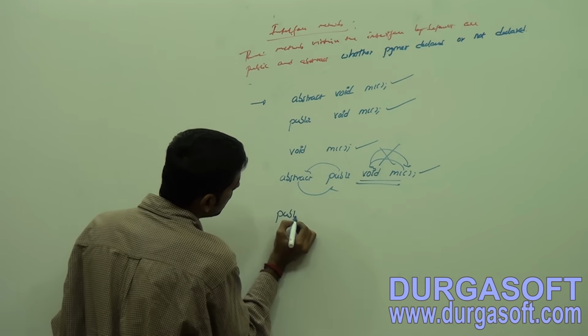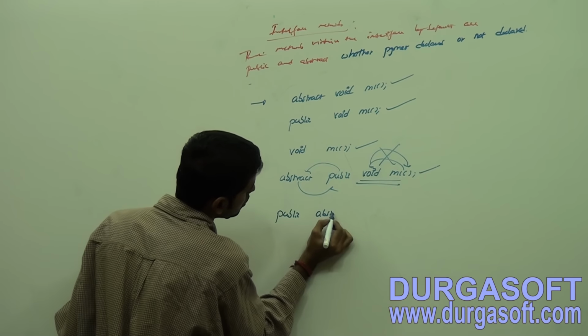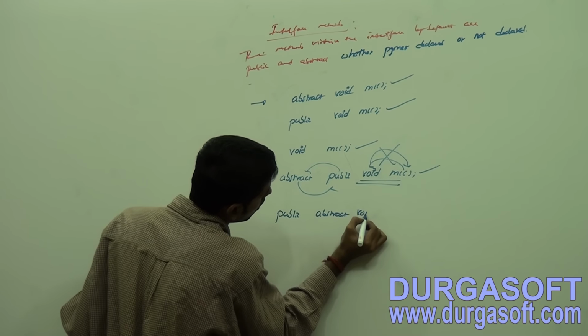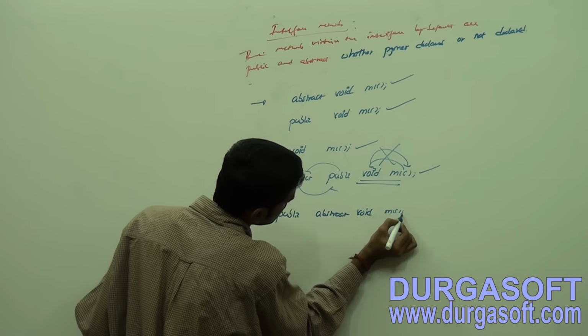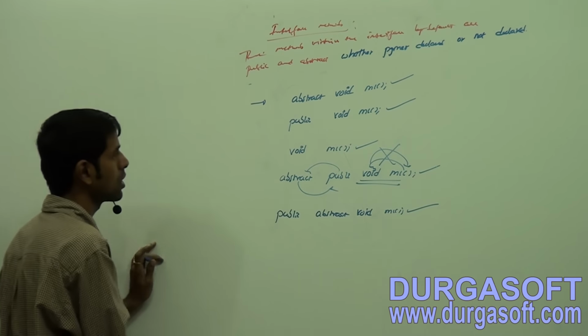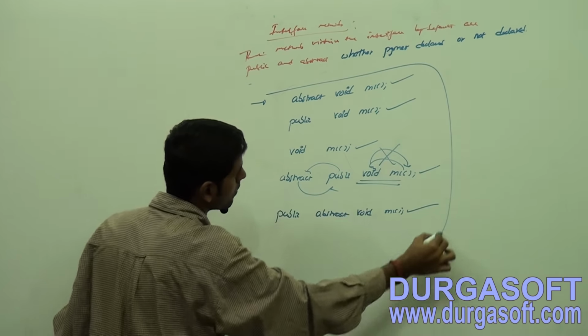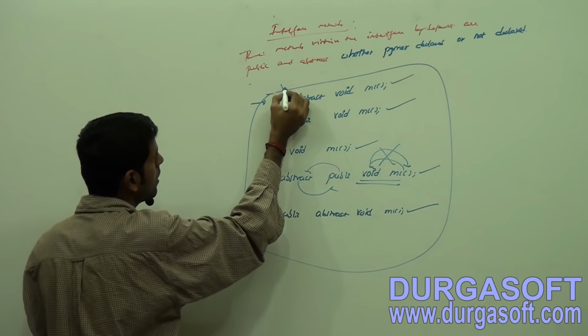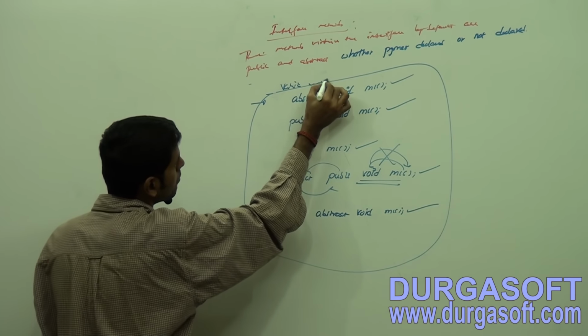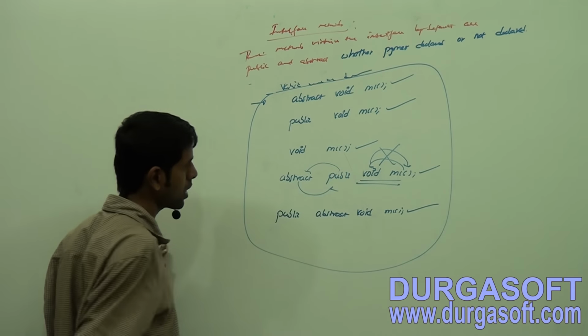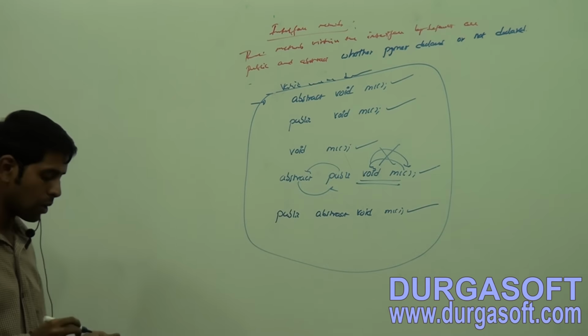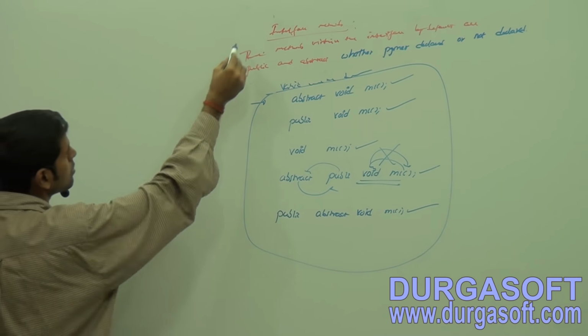And public abstract void m1 method is also a valid declaration. All these are what, guys? Valid declarations, okay. Valid method declarations. Now observe this one.